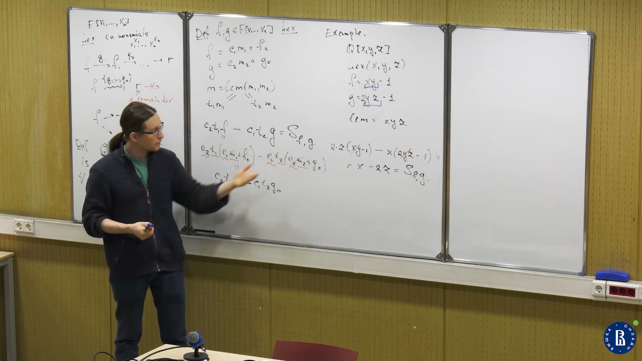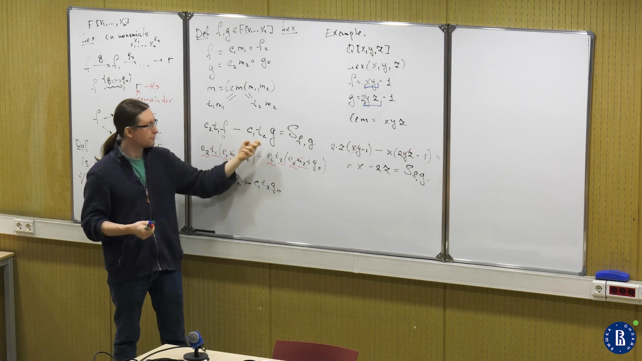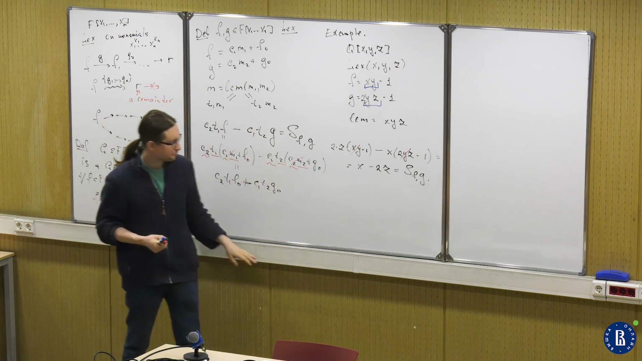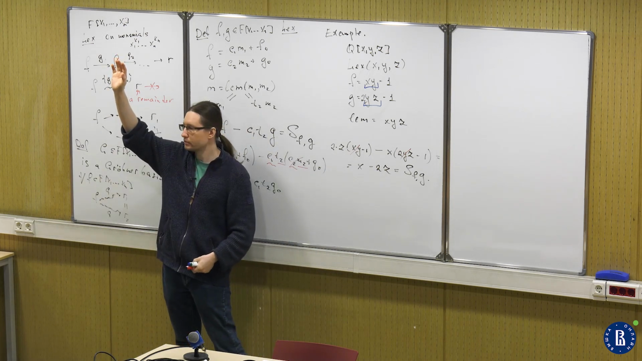So it's well defined, it's uniquely defined. I mean, for a pair of polynomials f and g, there is only one S polynomial. Okay, are there any questions regarding the definition, just in case?